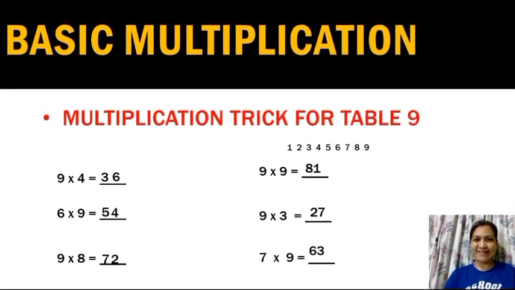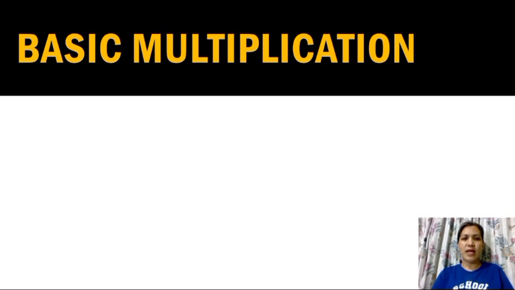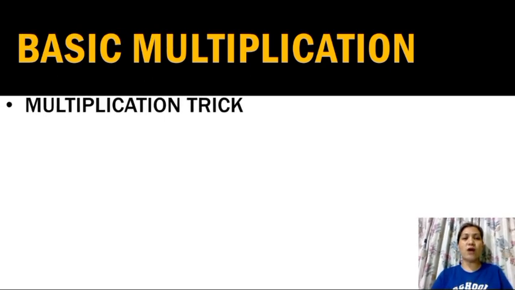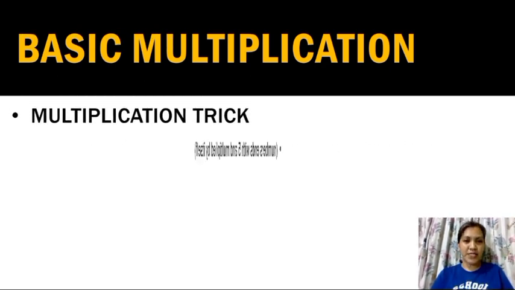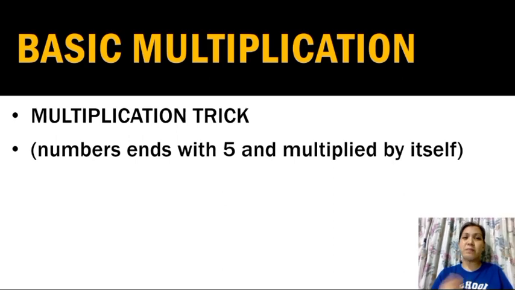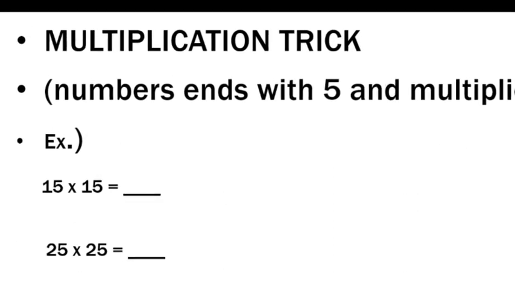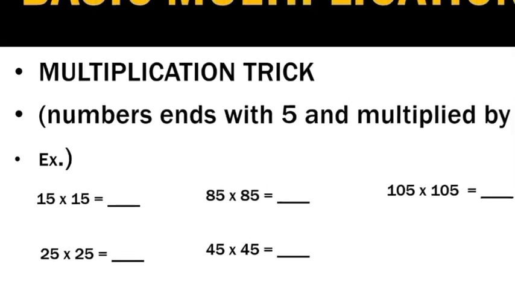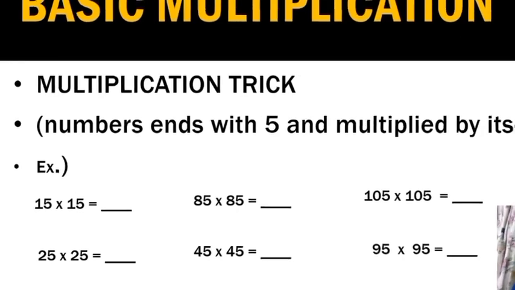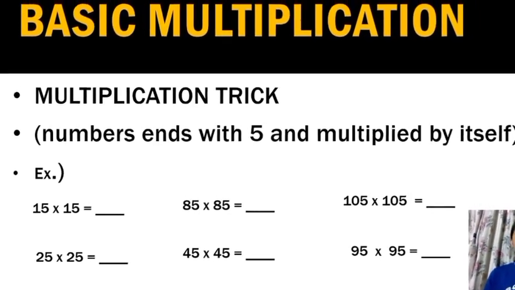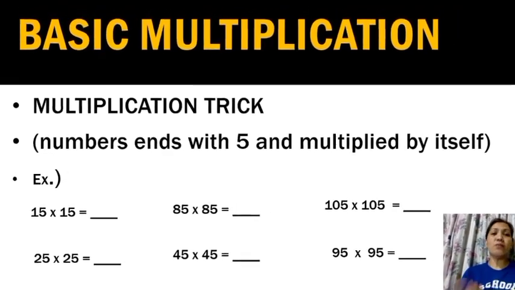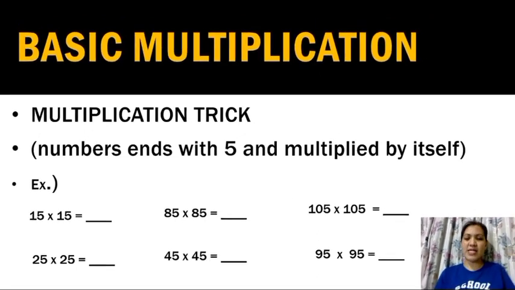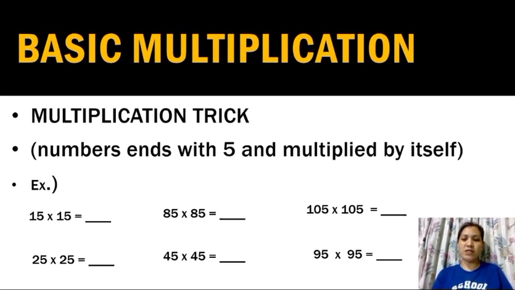So, now let's proceed. Again, sa basic multiplication, I'll be teaching you how to multiply numbers that end with 5 and multiply by itself. Ano ba yung mga examples nun? 15 times 15, 25 times 25, 85 times 85, 45 times 45, 105 times 105, 95 times 95. So those are examples of numbers that end with 5 and you are multiplying by itself. So usually may encounter natin yan. So paano nga ba tayo mag-multiply niyan?